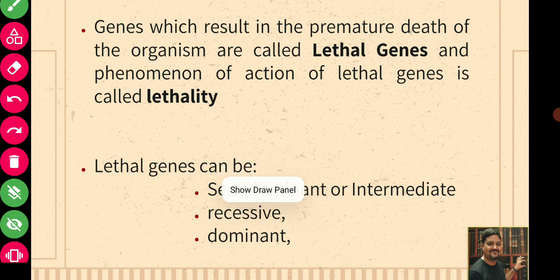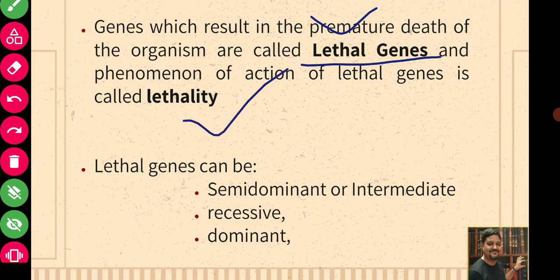Genes which result in premature death of the organism are called lethal genes. So what is a lethal gene? The gene that will cause premature death of the organism. The inheritance pattern of this type of gene is called lethal gene inheritance, and that phenomenon is called lethality. Lethal genes can be of different types: semi-dominant or intermediate, recessive, and dominant. These are the three types of lethal genes.